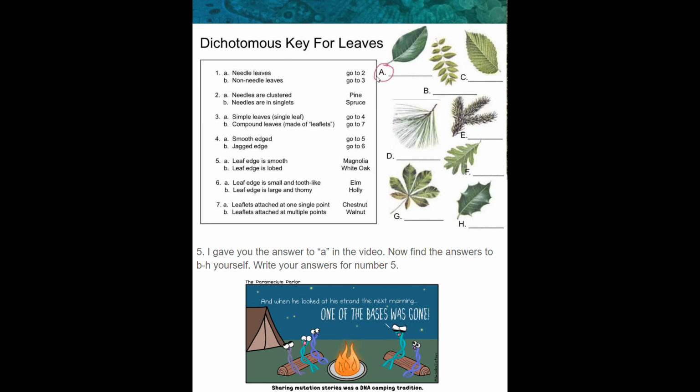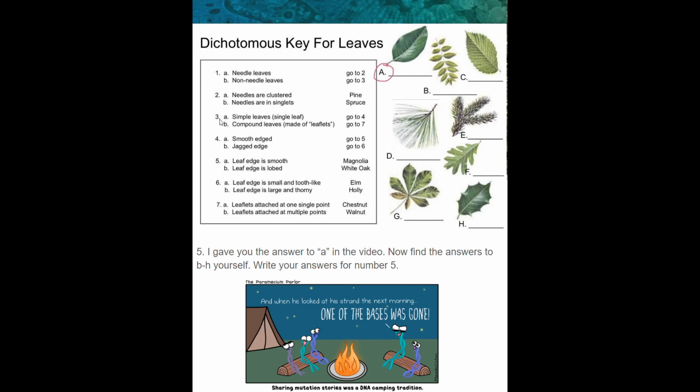Now A is circled here in red. So A is a nice, smooth, dark green leaf. So one says, is it needle leaves or is it non-needle leaves? I would say this is definitely not a needle leaf. Needle leaf would be more like D and E. So let's go to non-needle leaves. So let's go to 3.